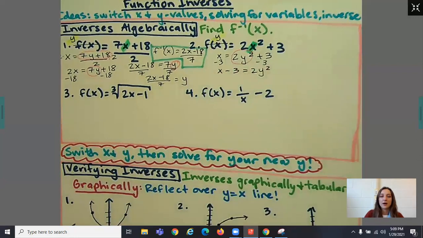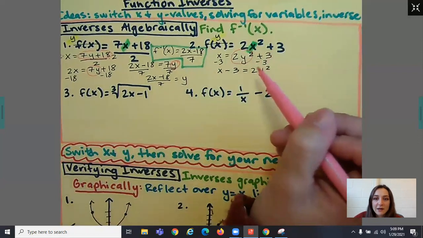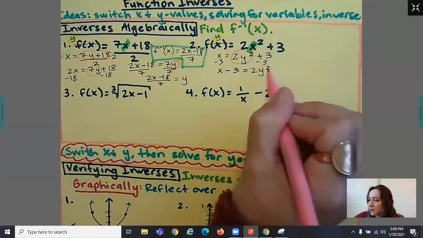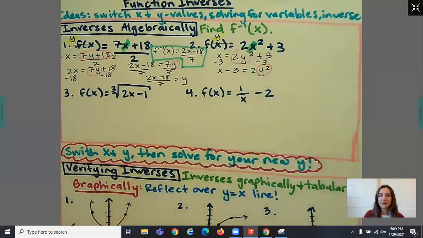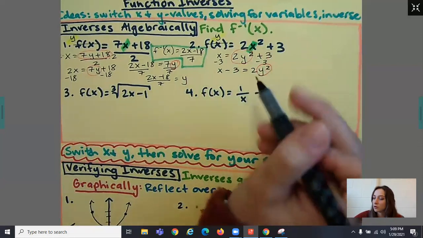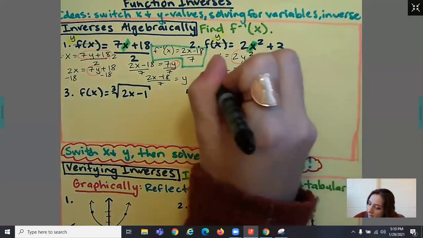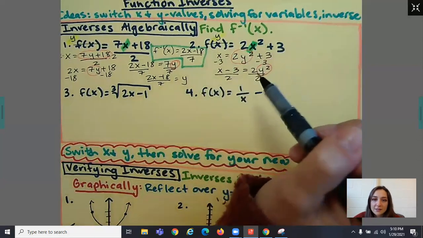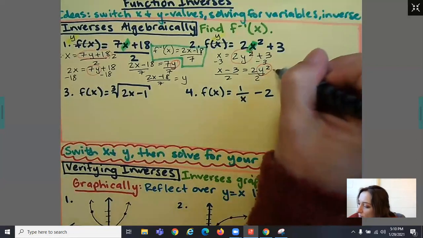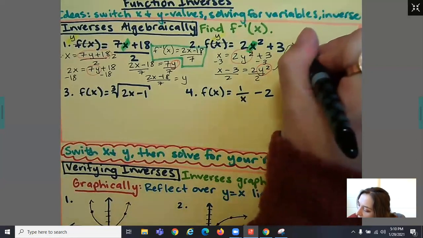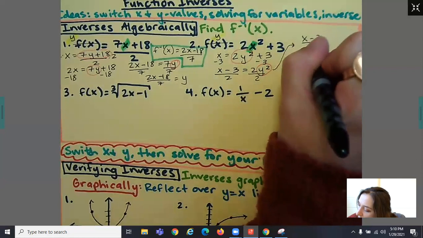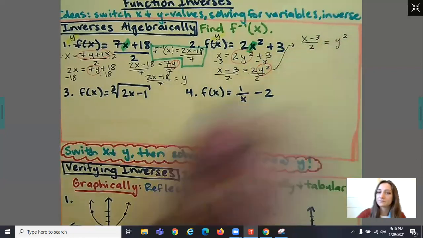All right, now y is being squared, and then y squared is all being multiplied by 2. So this is together, but I can get rid of that 2. 2 times y squared, the opposite of that is going to be dividing by 2. So I'm going to divide by 2 on both sides. And we're going to get x minus 3 over 2 equals y squared.